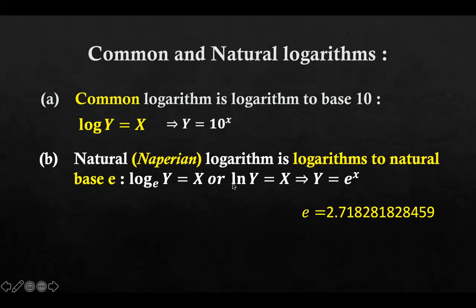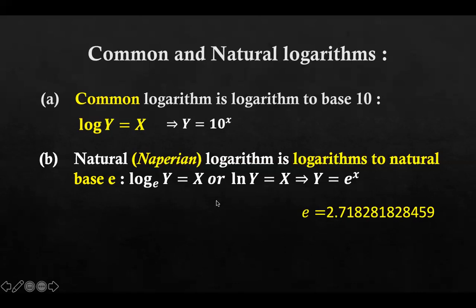So how to write natural log? We write ln y equals x. Now I want to find y, so I take the anti-log: logarithm to the base e gives y equals e to the power of x. So you can see the common log is y equals 10 to the power of x, but for a natural log, y equals e to the power of x.